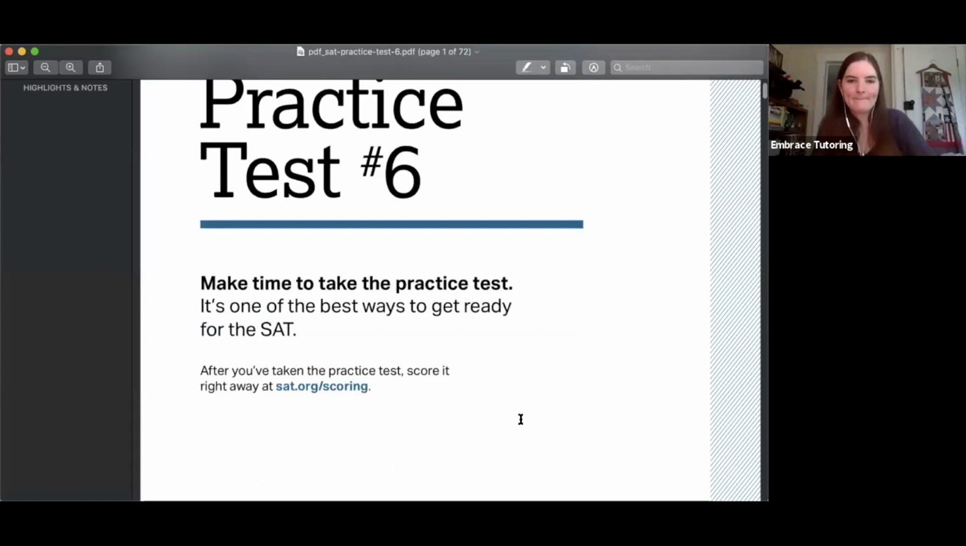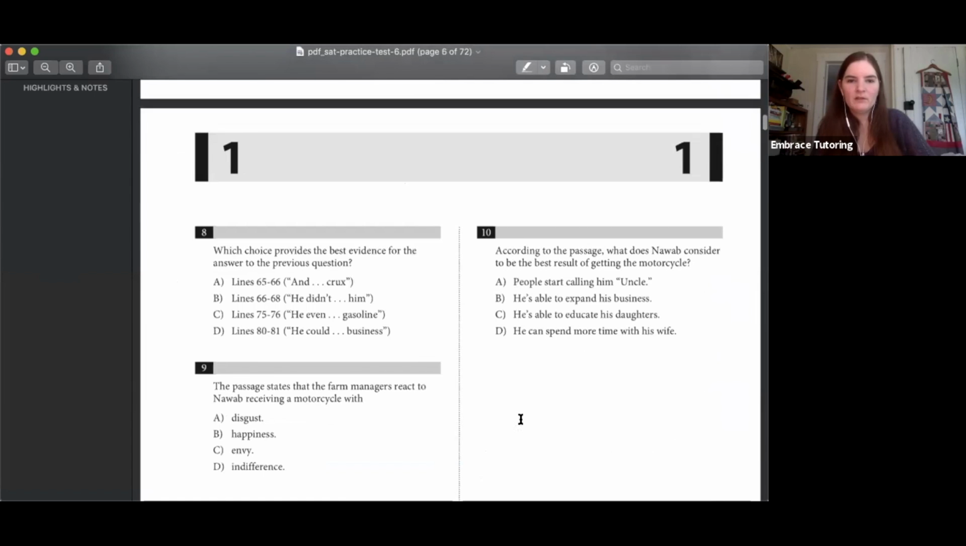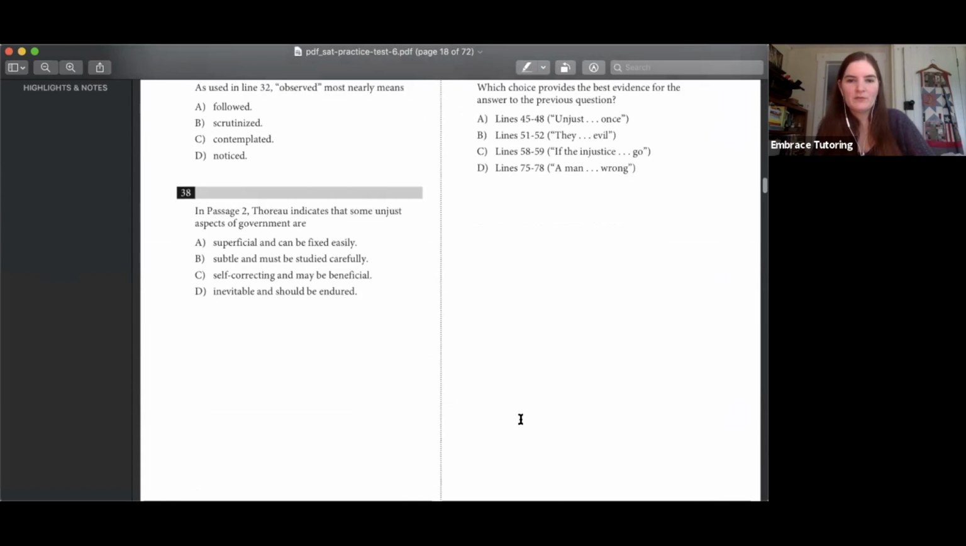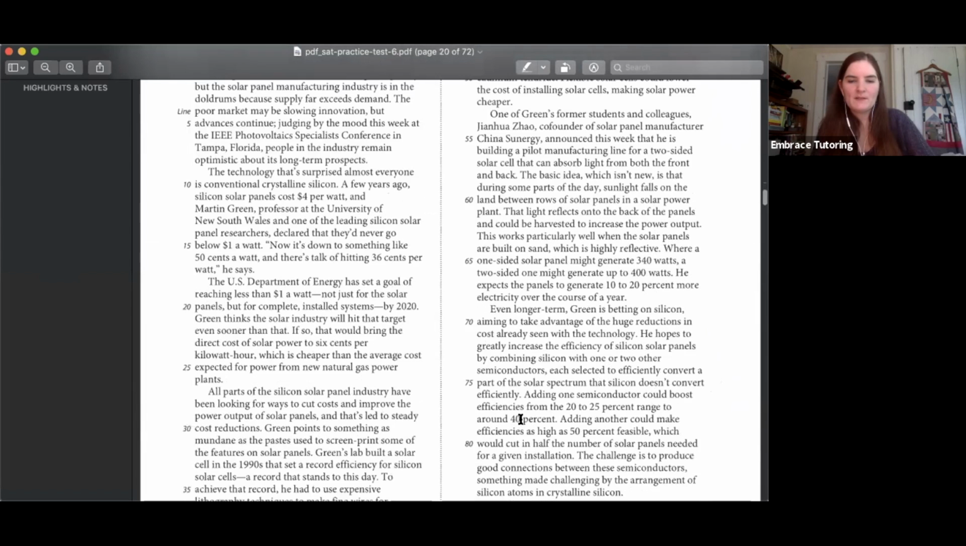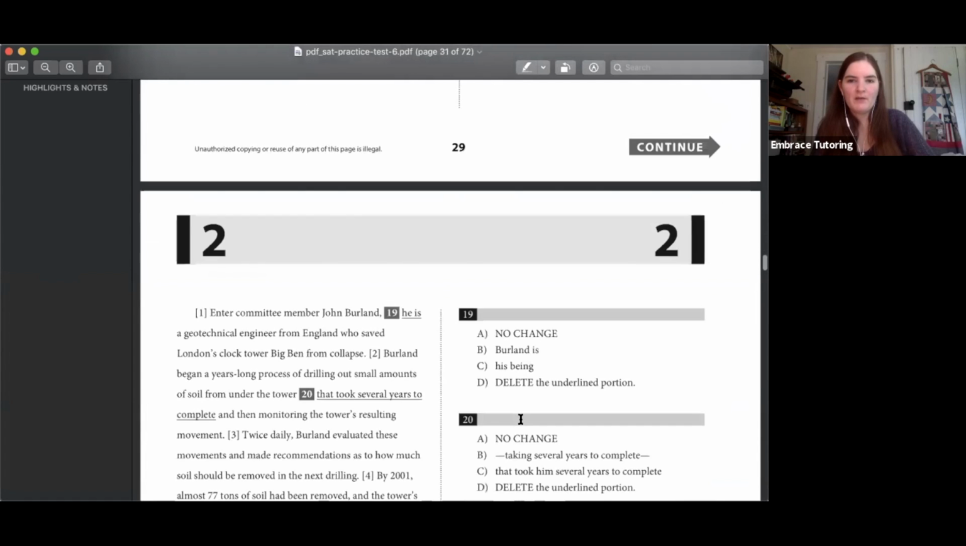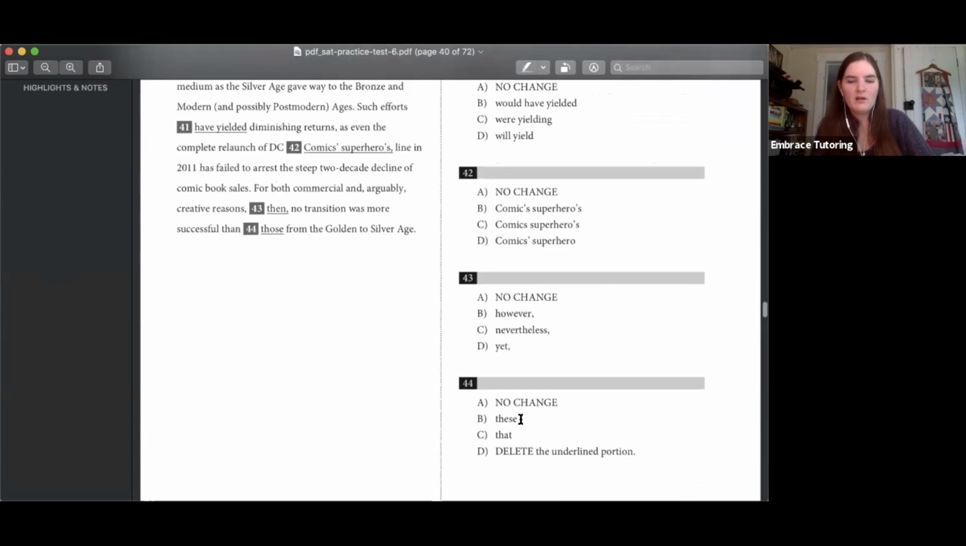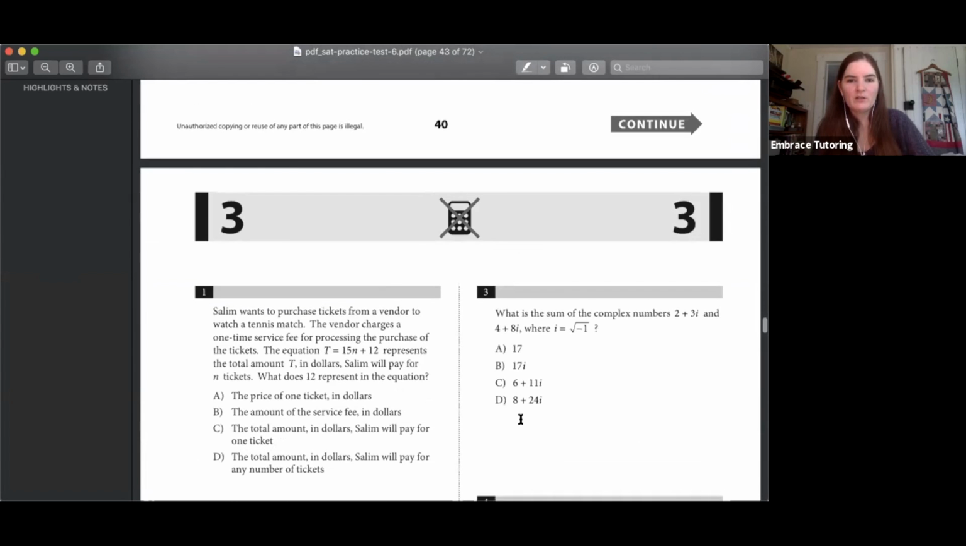And we're going to look at practice test 6. So we're skipping through reading and writing and language because we just went through those and you had opportunities to ask questions. And I want to look at the math concepts. But actually, before we do that, let's look at the reading quickly.